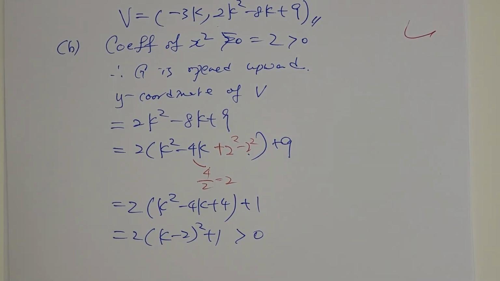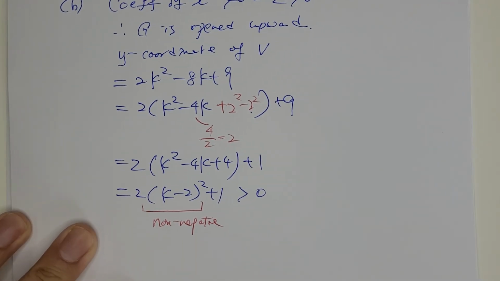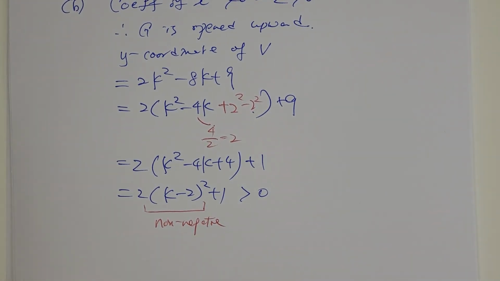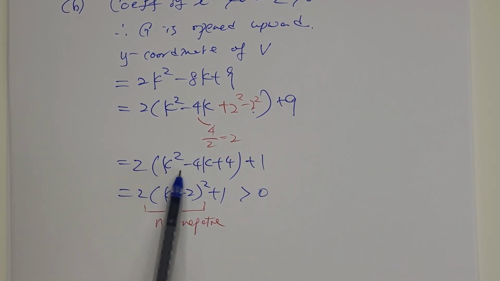Because even when (k minus 2) squared is non-negative, it must be non-negative already. It can be 0, yes. When k equals 2, (k minus 2) squared is 0. But when k is less than 2, for example 1.9, 1.9 minus 2 gives a negative number, but after taking the square, it goes back to positive. So no matter what the value of k is, the first term here is always non-negative.